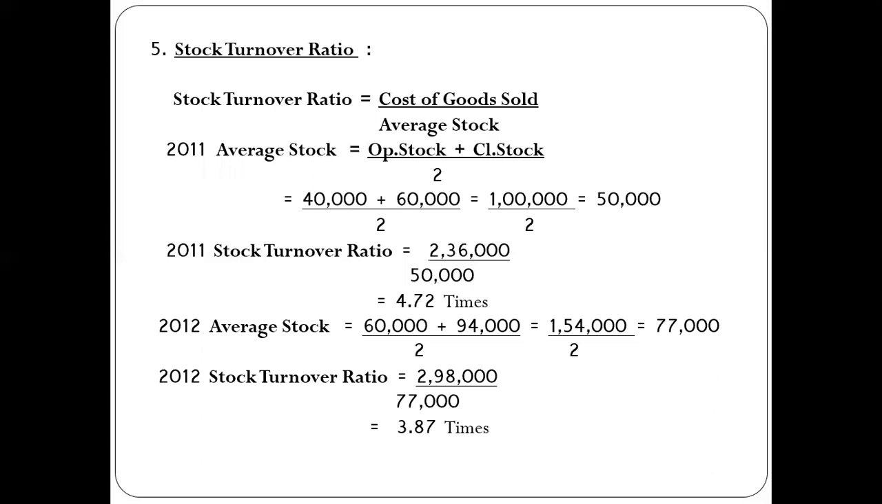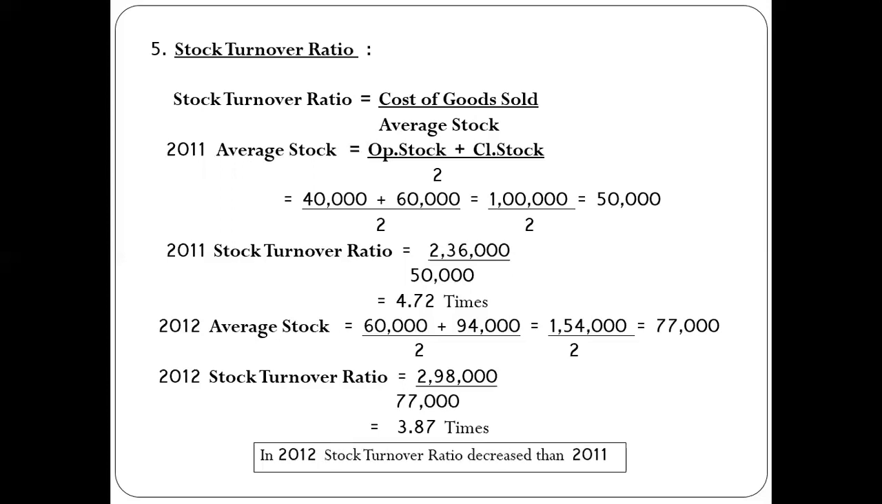Here you can also see that stock turnover ratio also decreased. Means whichever the activity or whichever ratio shows the profit or the collection that impacts on the profit, that ratio is decreased and the expenses ratio is increased in 2012. So here we can mention that in 2012 stock turnover ratio decreased than 2011.